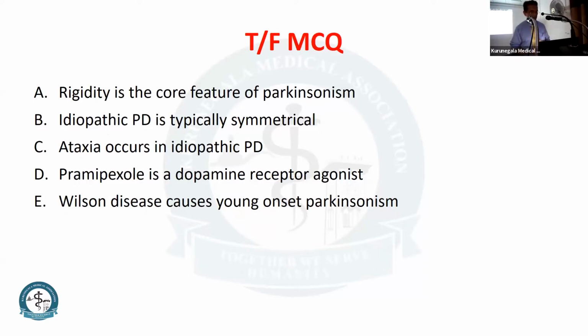C, ataxia occurs in idiopathic Parkinson disease. True? False? Yes, you don't get cerebellar signs in Parkinson disease. D, pramipexole is a dopamine receptor agonist. True? False? Yes, pramipexole and ropinirole are dopamine agonists. Finally, Wilson's disease causes young onset Parkinsonism. True? False? Very good. So everybody's paid attention.